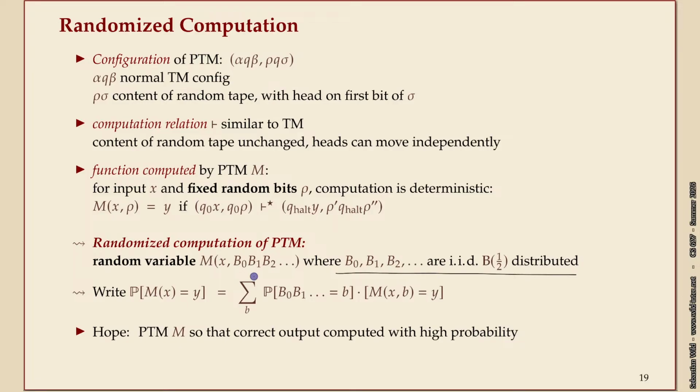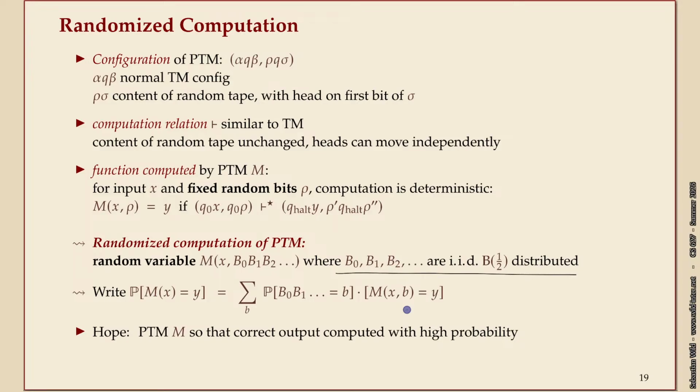And so now this computation, or this function computed by the Turing machine, has become a random variable. And we can talk about probabilities for computations. For example, the probability that the machine computes a certain output y is the probability over, well, all the bits that make it output y.